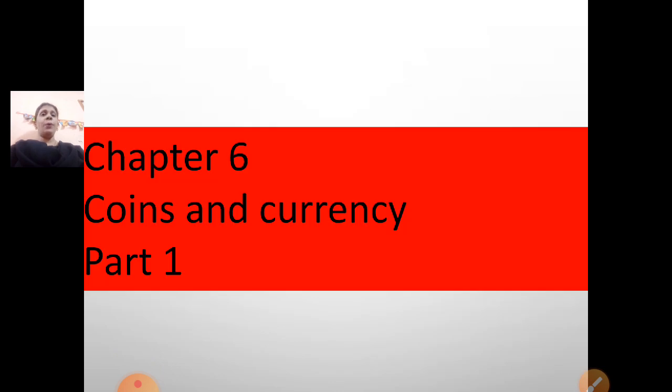Now, children, as you know, we are doing revisions of the lesson which we have finished earlier. In our previous session, we finished with our multiplication. Today, we will be doing chapter number 6, Coins and Currency, part 1. This chapter teacher has taught you before, correct? So, today we will be doing a revision of coins and currency, part 1, okay?